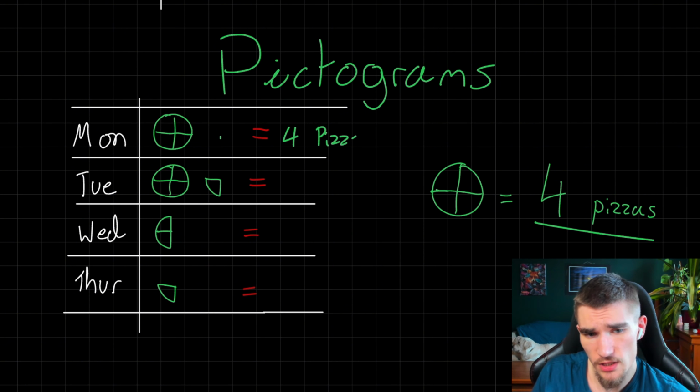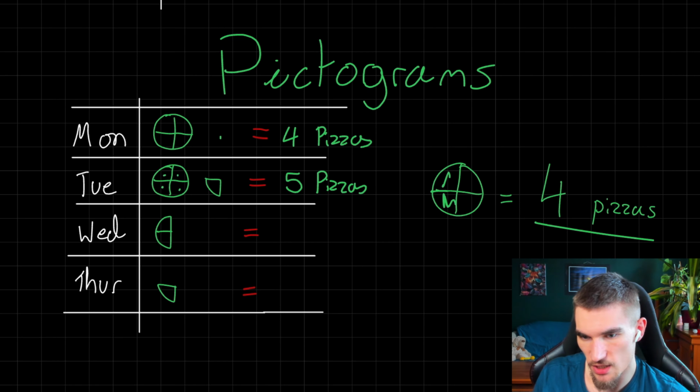And then if you have a look at Tuesday, I had one full circle like that, and then just 1 quarter. So what does that mean? That means that I had 5 pizzas, right? Because we know that 4 quarters make a whole circle, and that equals 4 pizzas. So that means that each individual quarter must actually be worth 1 pizza, right?